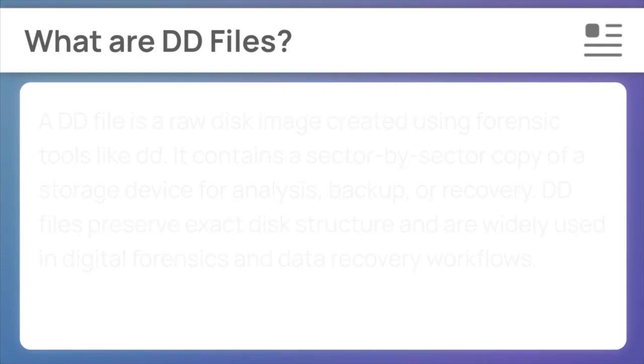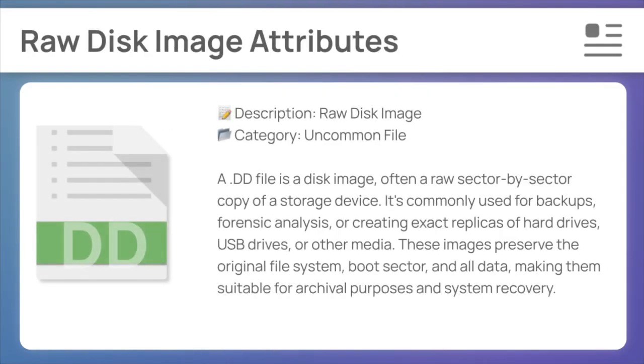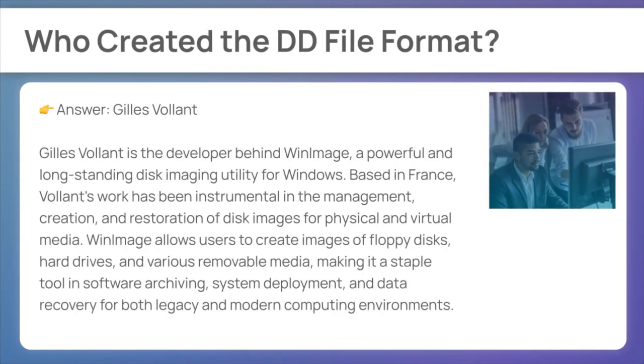It's commonly used for backups, forensic analysis, or creating exact replicas of hard drives, USB drives, or other media. These images preserve the original file system, boot sector, and all data, making them suitable for archival purposes and system recovery. The DD format typically contains a direct binary representation of the source disk. It lacks inherent compression or metadata, resulting in a file size equivalent to the original disk's capacity.